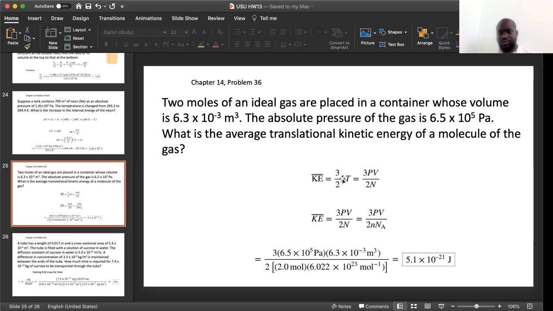We're not using 3 over 2 kT because we don't know the temperature; we're using 3PV over 2N. So P is the pressure, V is the volume, N is the number of molecules, which is 2 moles times Avogadro's number, which is given here. Okay, so 3 times pressure times volume, divided by 2 times N, is given, and that gives you your answer directly.